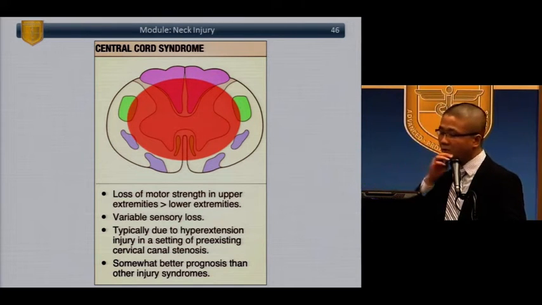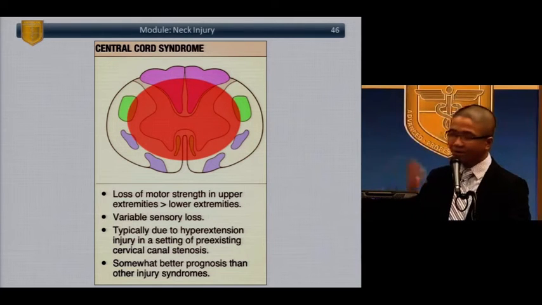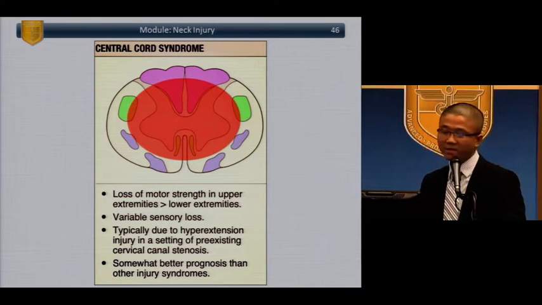But the central cord syndrome is that you have a preferential loss of motor strength in the upper extremities and to some variable degrees of preservation in the lower extremities. The sensory loss is not in any sort of a dermatomal pattern, and this is due to a hyperextension injury that we talked about in somebody who had pre-existing or risk factors for cervical canal stenosis, classically diabetic or elderly patient with DJD. Okay, this is somewhat better prognosis than the other injury syndromes.